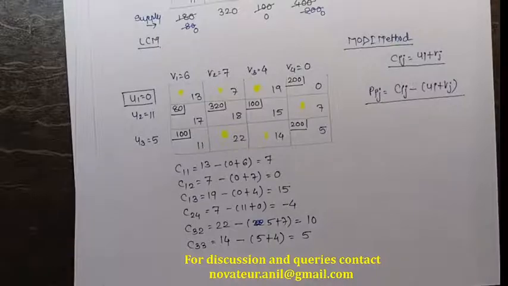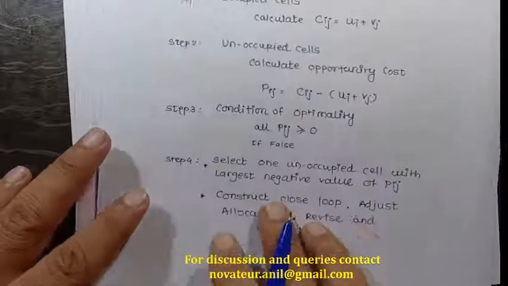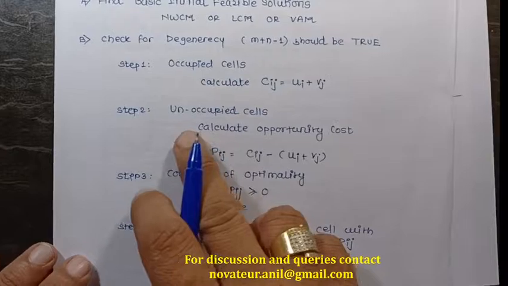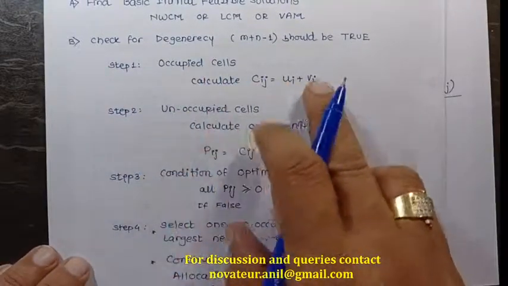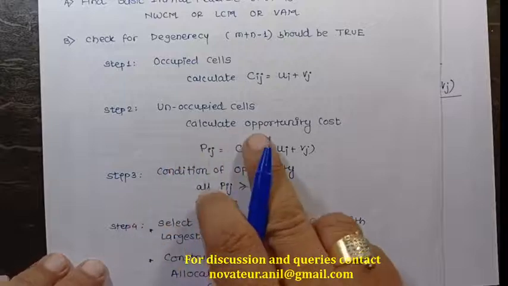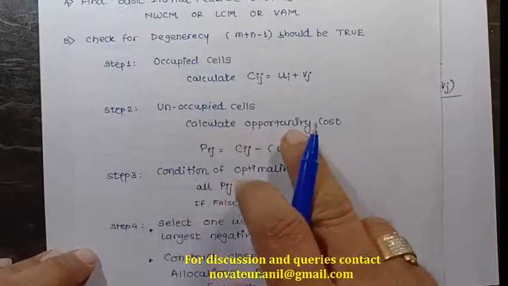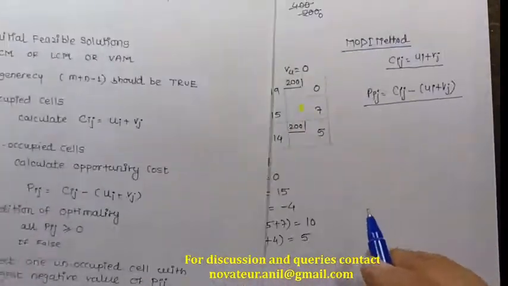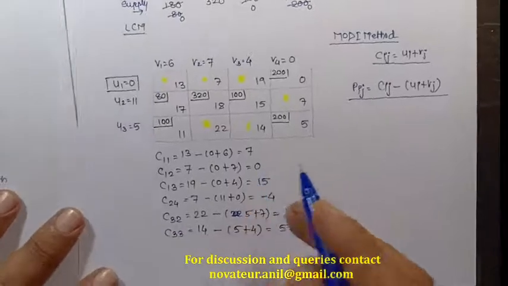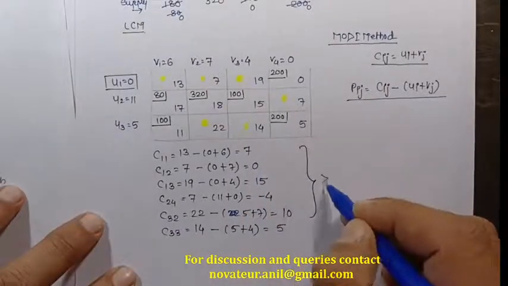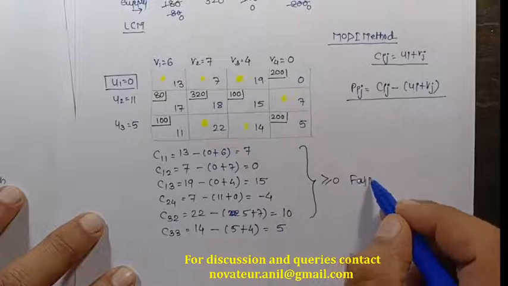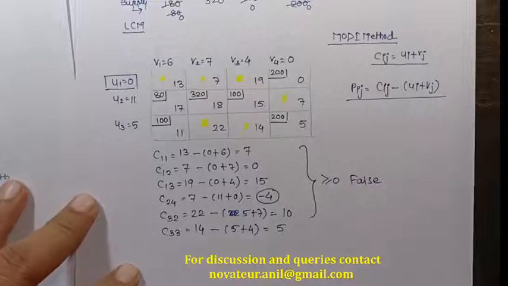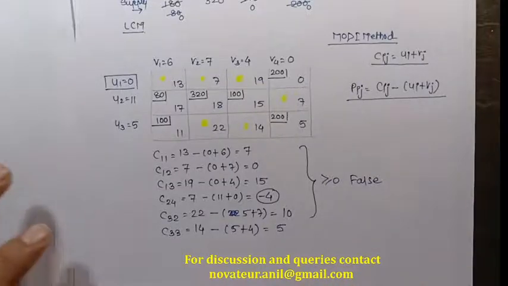I'll just show you the steps which I follow. Step 1, occupied cells are assigned with this formula, Cij is equal to Ui plus Vj. Then for unoccupied cells, we have calculated the opportunity cost with this formula. Then we have to check whether all these values of the opportunity cost are greater than or equal to 0, but here it is false because we got one value, that is minus 4, which is definitely less than 0, so we have not reached the optimal solution.